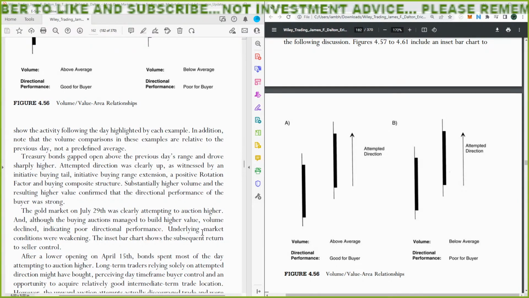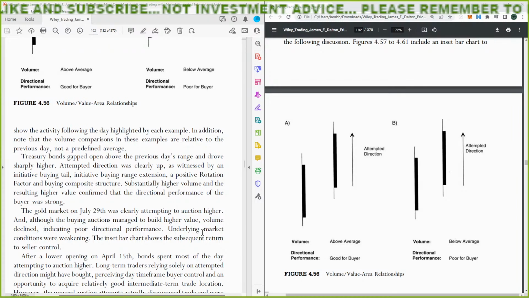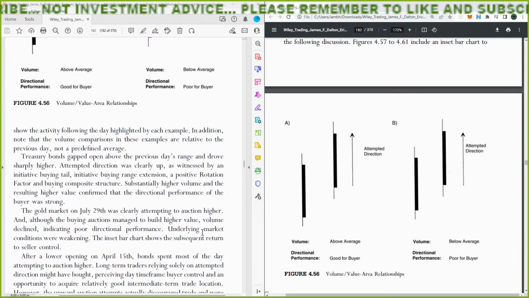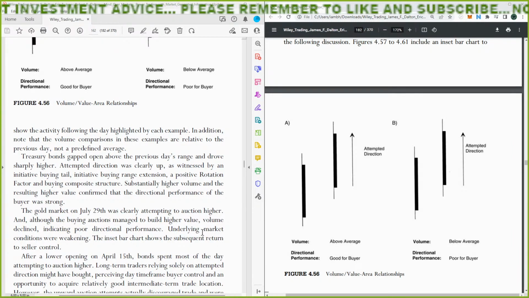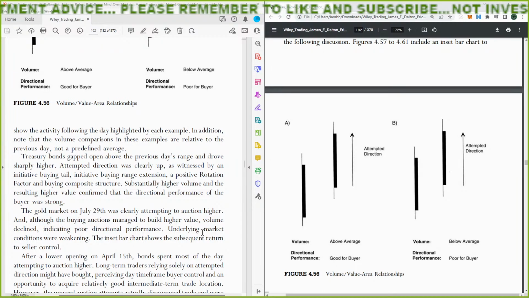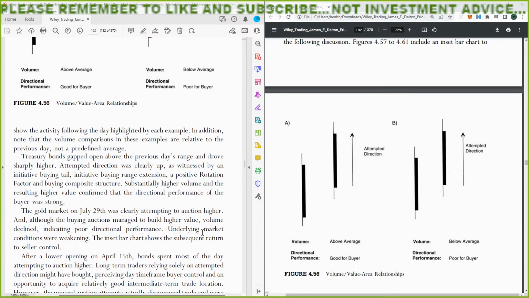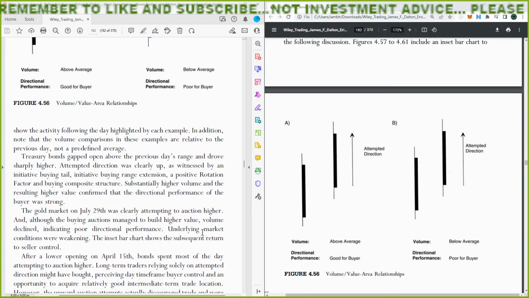Treasury bonds gapped open above the previous day's range and drove sharply higher. Attempted direction was clearly up, as witnessed by the initiative buying tail. Initiative buying, range extension, a positive rotation factor, and a buying composite structure, subsequently substantially higher volume and the resulting higher value confirmed that the directional performance of the buyer was strong.